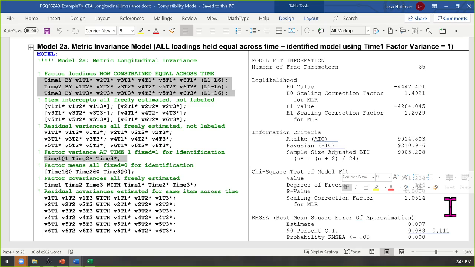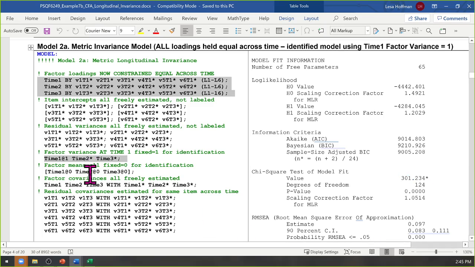6 in this case. So we saved 12. However, at the same time, we also had to free the factor variance for the time 2 factor and the time 3 factor. So now all 3 occasions worth of variables are identified onto a common scale with respect to their loadings.